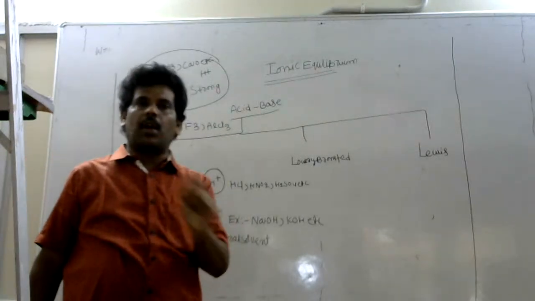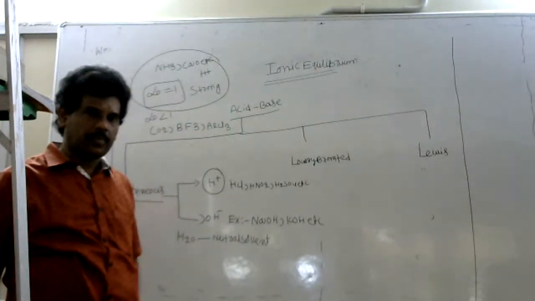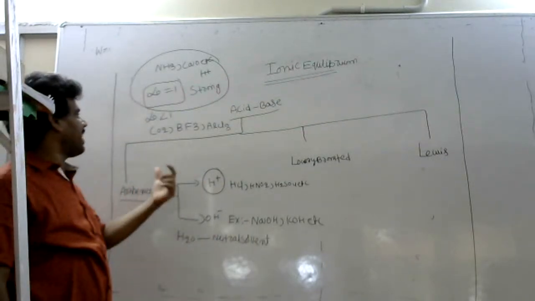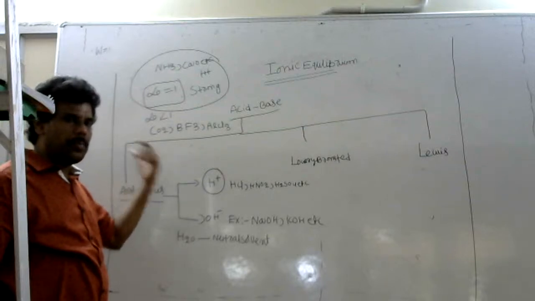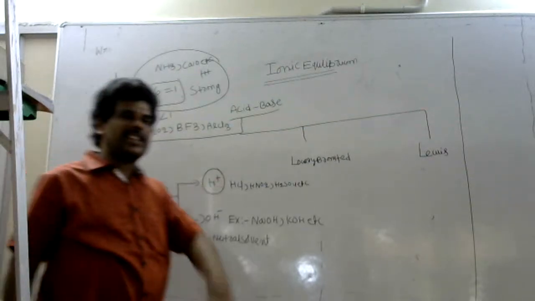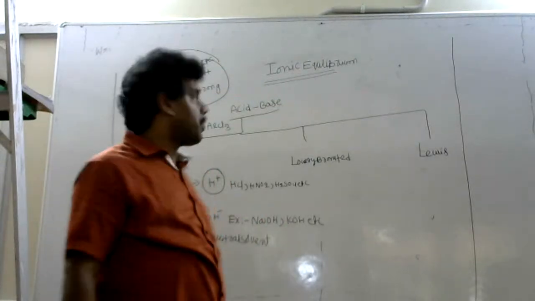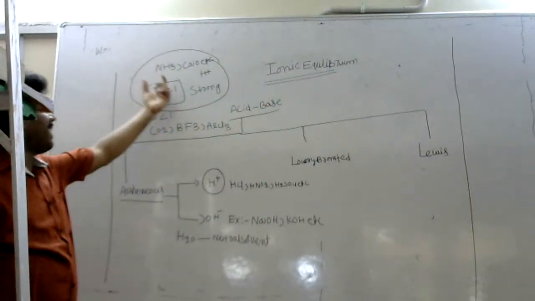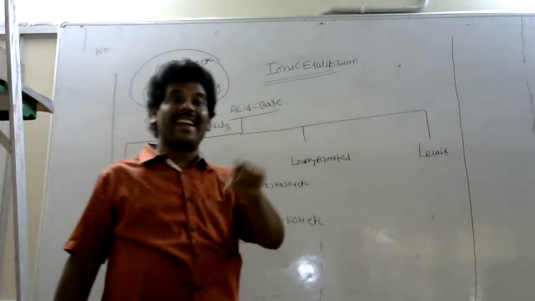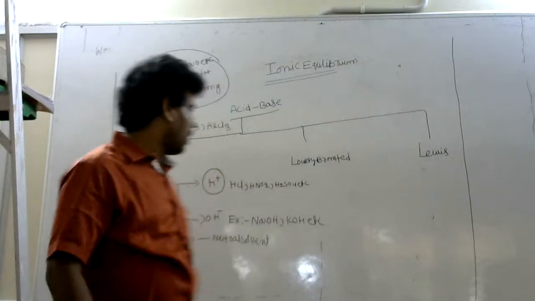What are the failures of Arrhenius theory? First failure, it failed to explain acidic nature of CO2, BF3, AlF3, etc. compounds. It failed to explain basic nature of NH3, CaO, etc. It failed to explain catalytic activity of H plus ion.